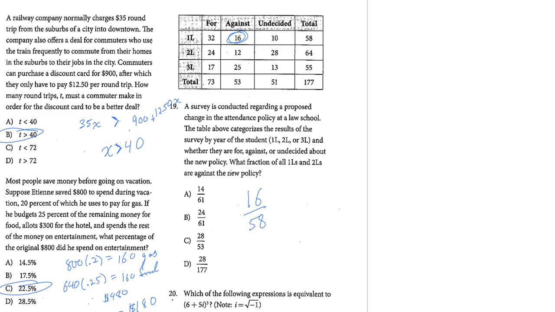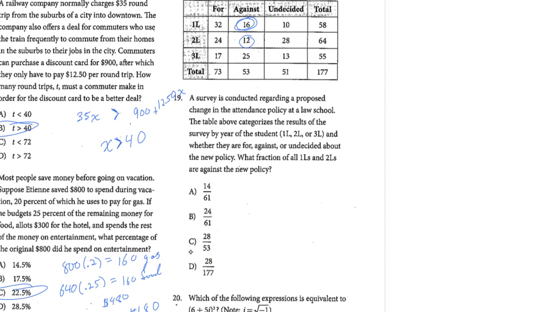For our next part here, we're looking at the 2Ls that are against the new policy. So for 2Ls, there's 12 of them that are against it, and there's 64 of them total. I just realized I wrote this fraction, probably pretty confusing to you guys there. Okay, so we're looking at just that category of 1L and 2L.